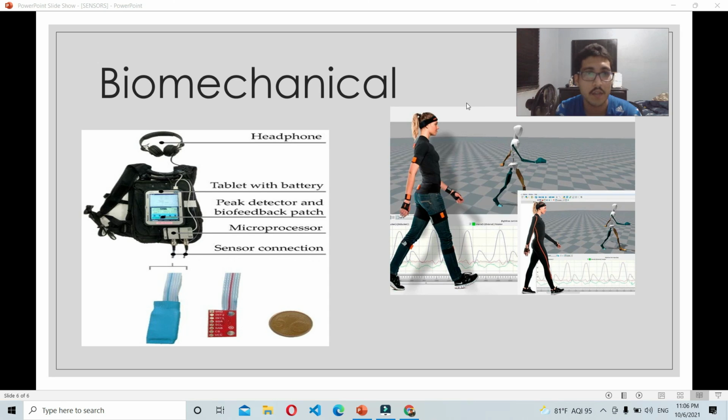We can see here an example of these biomechanical sensors, like the headphones, microprocessors, and sensor connection. They can detect all human movement. Most of them can be used, for example, for building games, real life games, using different kinds of actors, persons who can be the characters of that video game. So this could be one of the main applications that we can see for the biomechanical sensors.